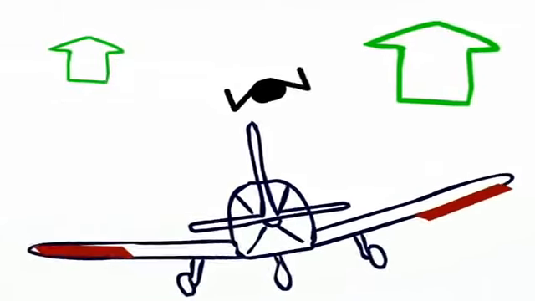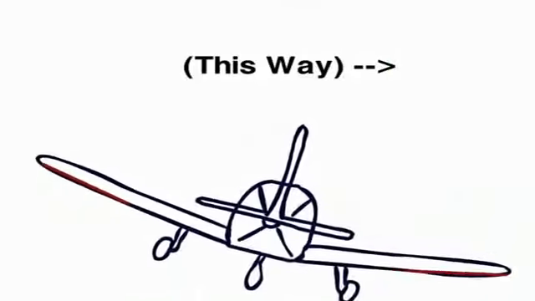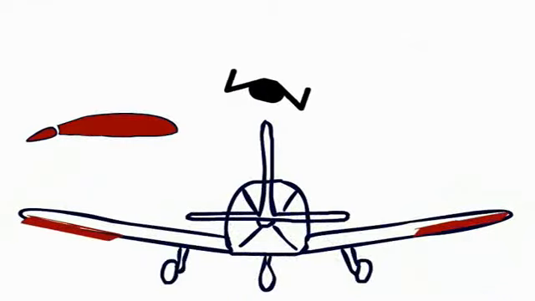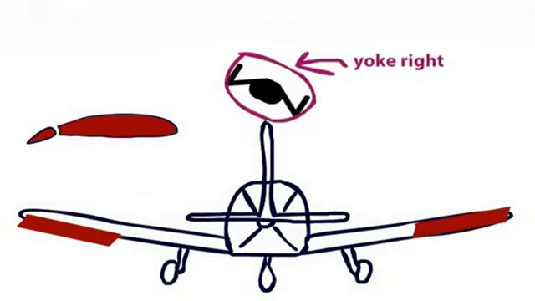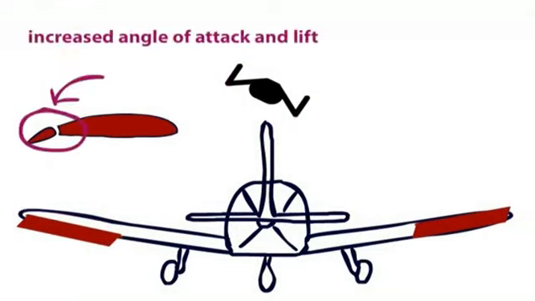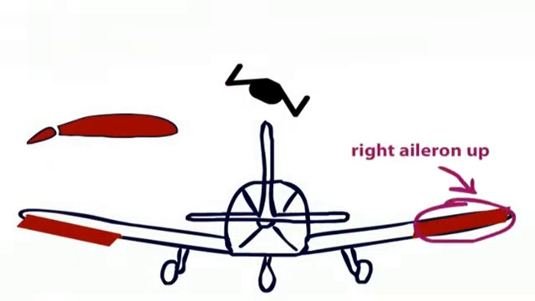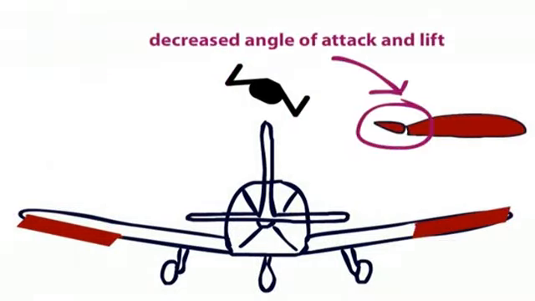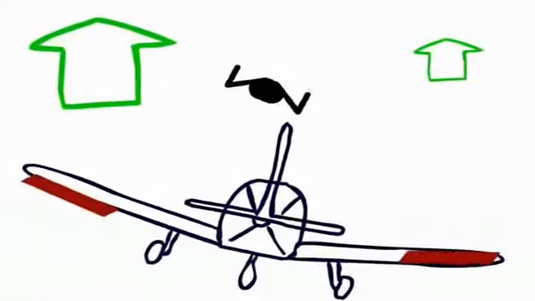Rolling to the right just reverses everything. Move the yoke right, and the left aileron goes down, which increases angle of attack and lift on the left wing. The right aileron goes up, which decreases the angle of attack and lift on the right wing. So the aircraft will roll to the right.